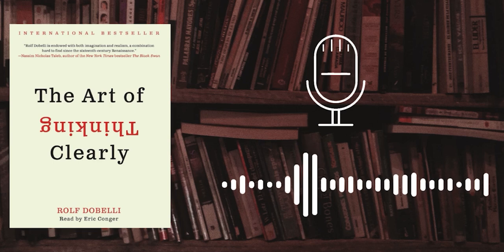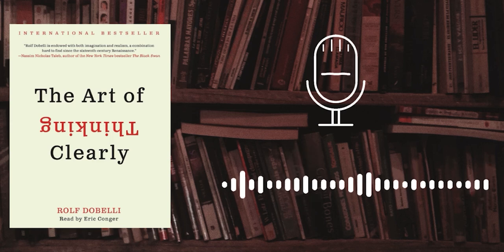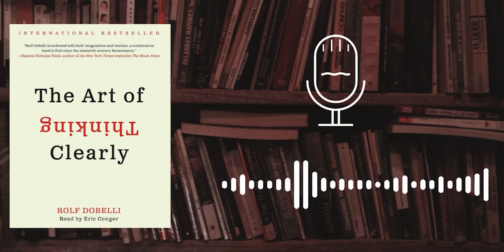Belief bias. Belief bias is the tendency to judge arguments based on the believability of their conclusion rather than their logical validity. This can lead to poor reasoning. Recognizing belief bias helps us evaluate arguments more objectively and make better decisions.